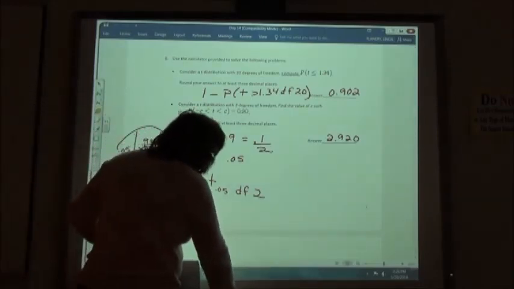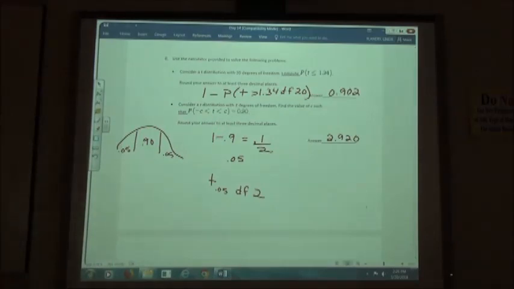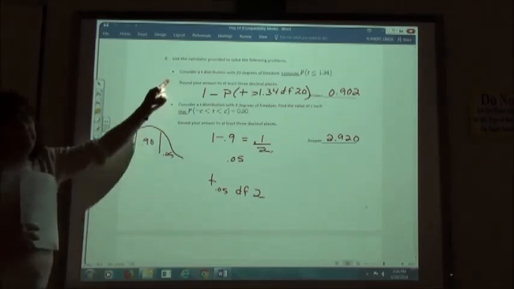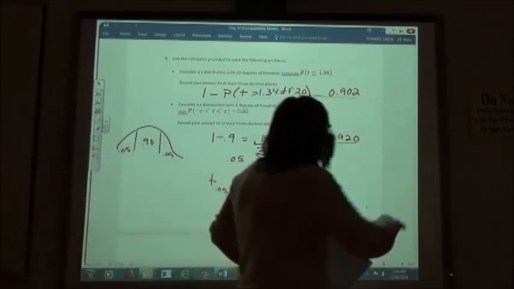All right. So last time when we had the X or the Z scores, they had those same kind of things, only now we're doing T's instead of Z's.